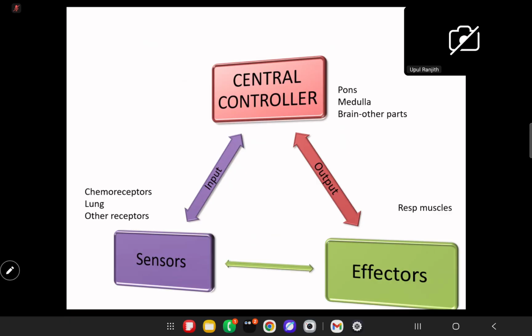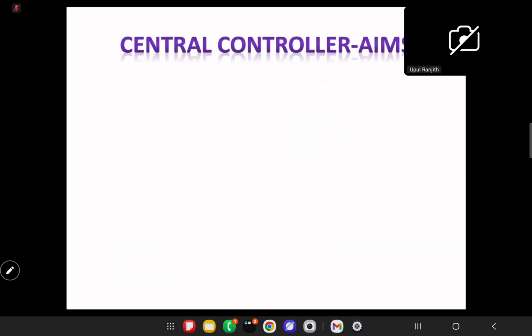So they are the effectors. Then these are sensed by the sensors, so they are the chemoreceptors in the lungs and other receptors in various other parts, right? So they give impulses into the central controller, and to control it will give the feedback to the central controller to control respiration. So these are the three components in the respiratory control system.